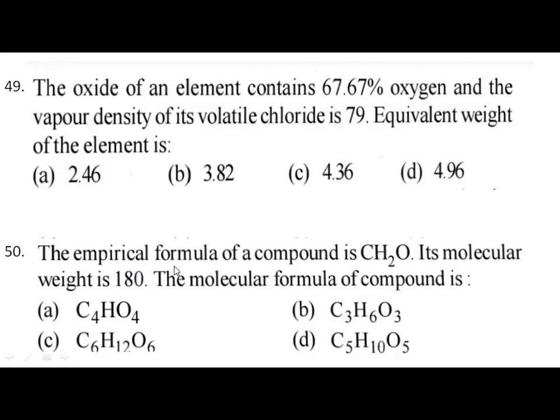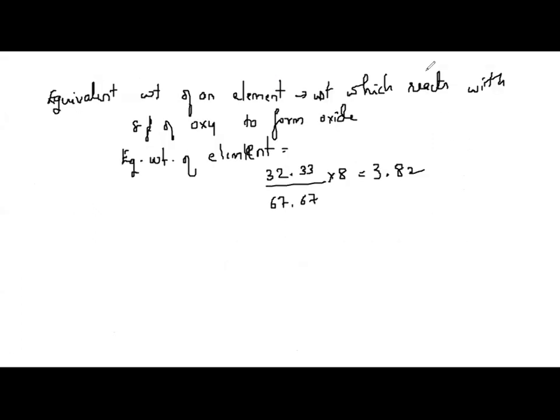Second question. The empirical formula of a compound is CH2O. Its molecular weight is 180. Very good question. We had not come across such a question so far. They have given the empirical formula, CH2O. From the empirical formula, find the empirical formula mass. Carbon is 12 plus hydrogen 1 into 2 plus oxygen is 16. It comes out to 30.